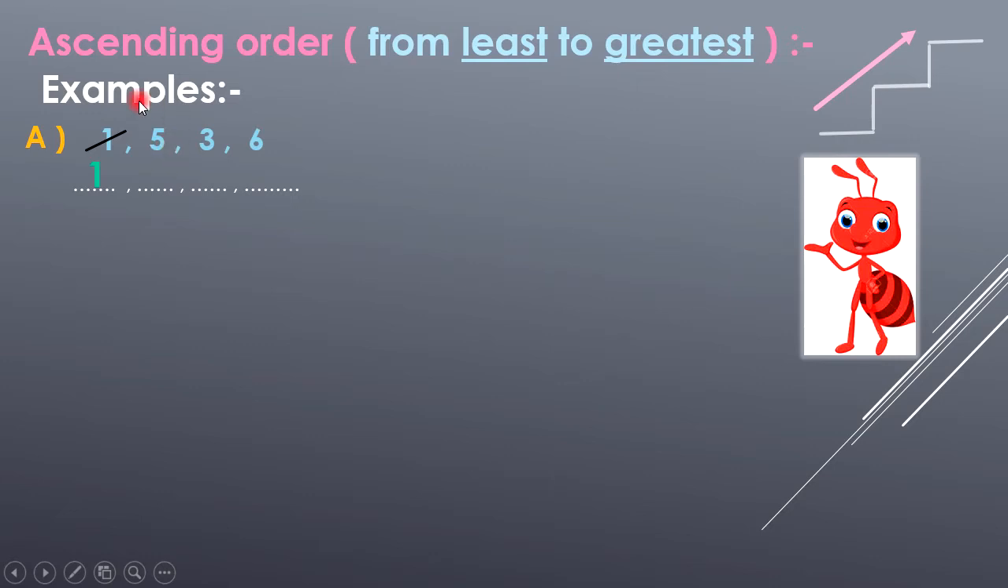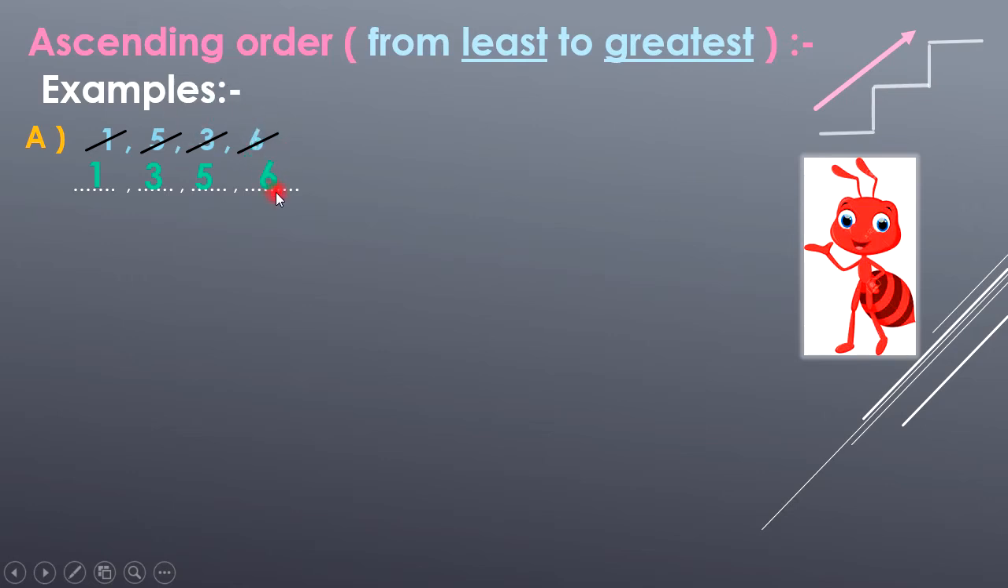So here I have 5, 3, 6. Which one is the smallest number? Yes, 3 is the smallest number. So I cross 3 and put 3 here. Now I have 5 and 6. Which one is the smallest? Yes, 5 is the smallest number. So I cross 5 and put 5 here. And the biggest number is 6. I cross 6 and put here 6.